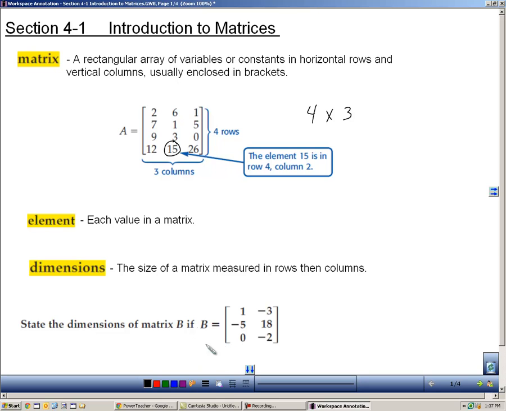So if we go down here and state the dimensions of matrix B, this one has 3 rows and 2 columns. So we say it's a 3 by 2 matrix.